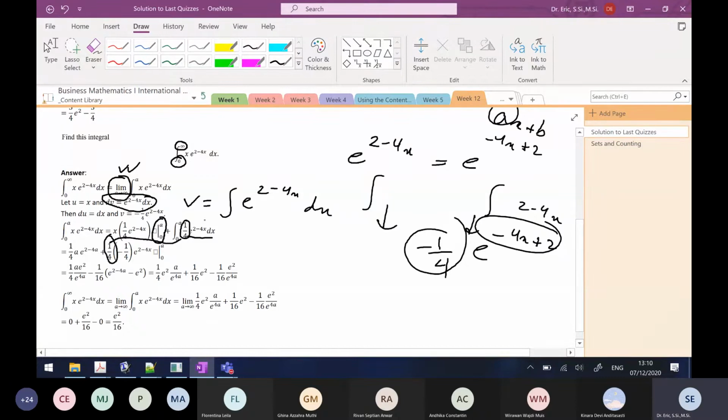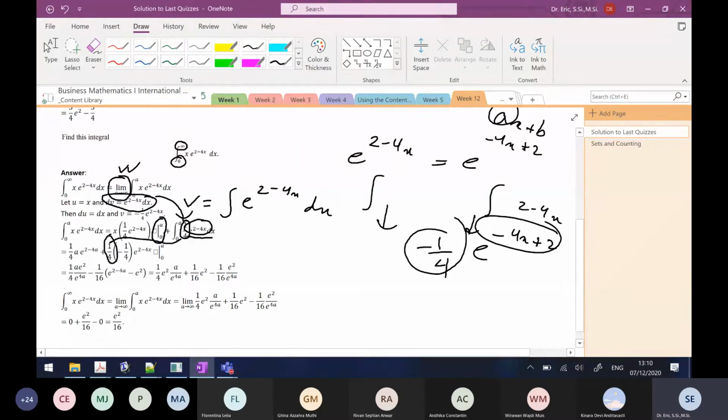And the integral of this by this will give you minus 1 over 4 e to the power of 2 minus 4x evaluated at a and 0. And you have this kind of result. Yeah. So we usually separate this so that we can see it clearly.